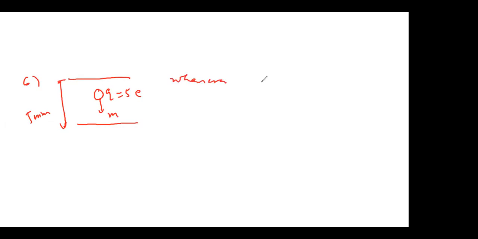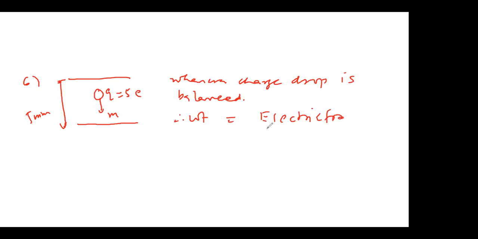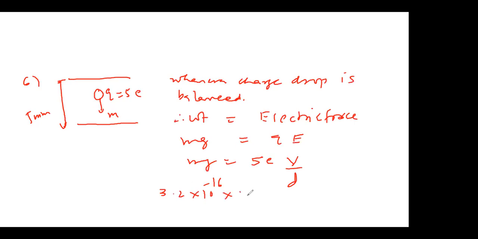Whenever a charged drop is balanced or remains stationary, its weight is balanced by the electric force. Electric force on the charge is QE, weight is mg. So mg equals Q, which is 5 electrons, times E, and E is potential difference upon distance between the plates. We are interested in the potential. So m is given, 3.2 into 10 raised to minus 16. g is 9.8. This equals 5 into 1.6 into 10 raised to minus 19.